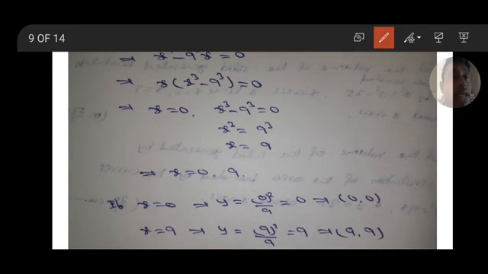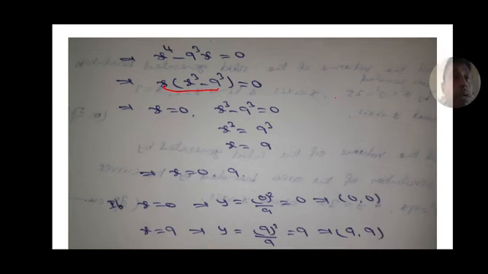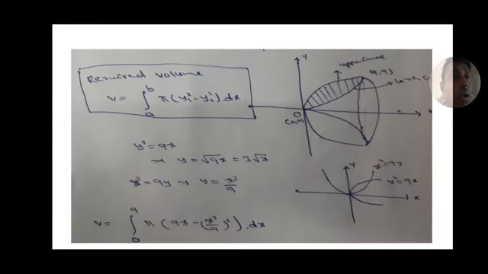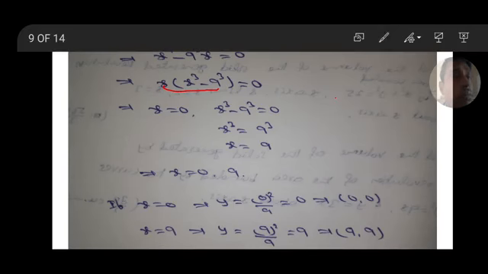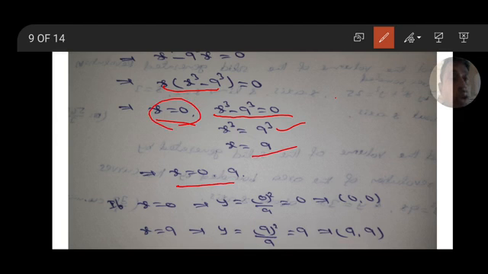X is common. Taking x common, x into x cube minus 9 cube equal to 0. That is x equal to 0 or x cube minus 9 cube equal to 0, that is x cube equal to 9 cube, that is x equal to 9. So x equal to 0 or 9.